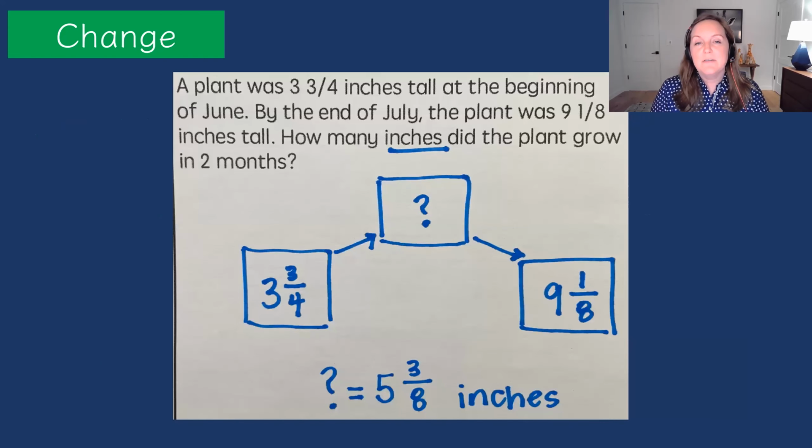Here is an example of a solved change problem. In this change problem, we're talking about a plant, and that plant grows across several months. So here we used a change diagram. The plant started at 3 3/4 inches high, and then it grew or increased, and it ended up at 9 1/8 inches tall. So our job is to figure out the change. Here we show the change with a question mark. So the change is 5 3/8 inches.